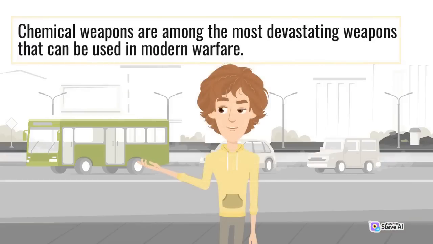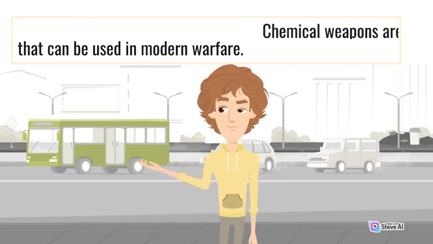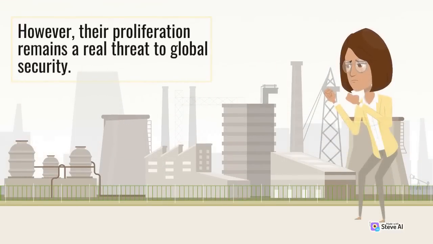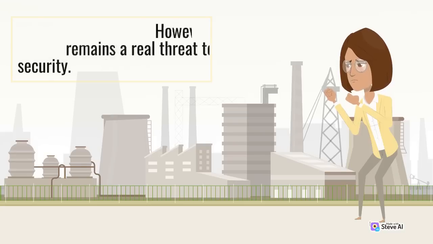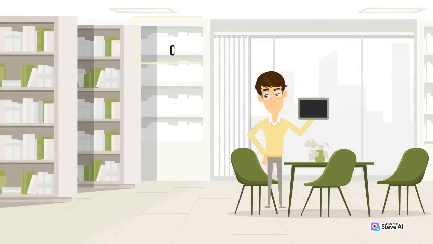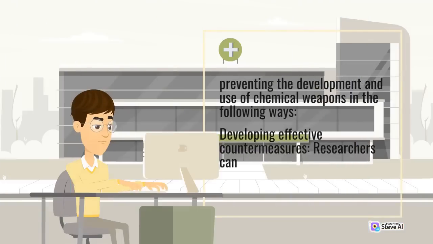Chemical weapons are among the most devastating weapons that can be used in modern warfare. The development, production, and use of chemical weapons are prohibited under international law. However, their proliferation remains a real threat to global security. Researchers and universities can play a critical role in preventing the development and use of chemical weapons in the following ways.